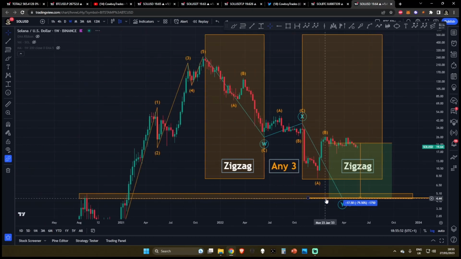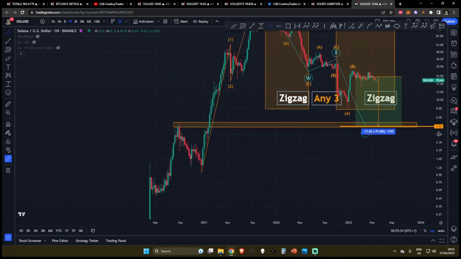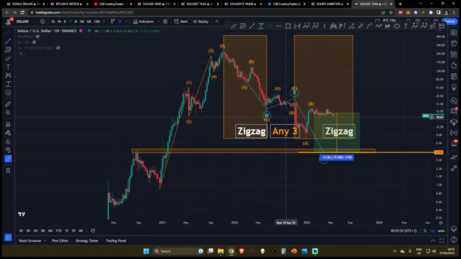I think round about $5 is going to be the bear market lows for Solana. It's a psychological price target. It would complete this final ABC in this INI 3 WXY structure. There's also a massive touch point down here at $5, $4.50.